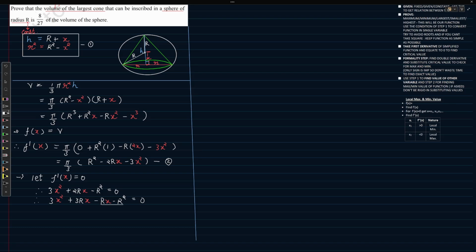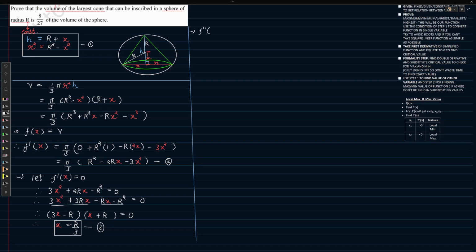We'll take R common from the last two terms and 3x common from the first two terms. Therefore, 3x common, inside the bracket we'll get x plus R. In the last two terms we'll take minus R common, x plus R. Okay. So now we can say 3x minus R into x plus R equals to 0. Therefore, because x is dimension, it can take value only equals to R by 3. It cannot take minus R because dimensions are always positive.